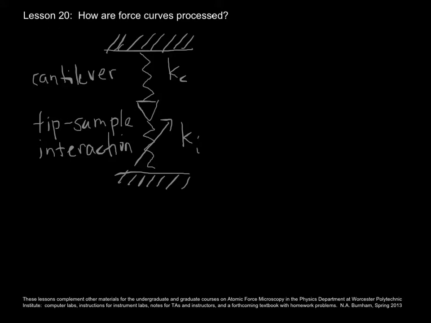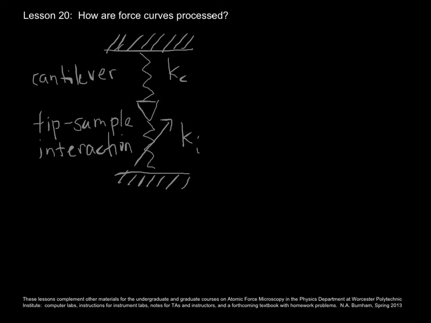In order to talk about how force curves are processed, we need to make a little model ourselves. I'm going to represent the cantilever and the tip-sample interaction as two springs in series. The notation is a little bit different now. Instead of using K perpendicular, I'm going to use Kc. And for the tip-sample interaction, I'm going to use Ki for its spring constant. The i subscript is a reminder that both the tip and the sample are involved in the stiffness of that system. I put an arrow through that spring representing the tip-sample interaction.